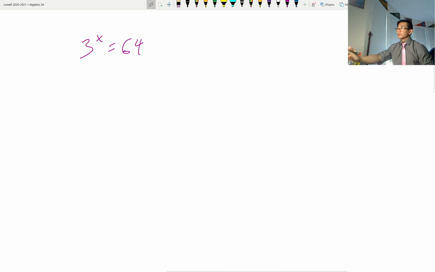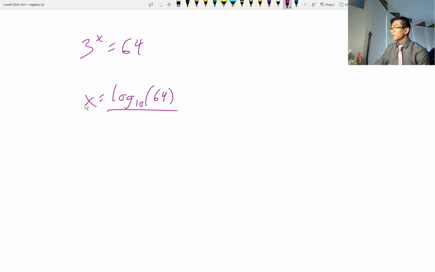Alrighty, welcome back folks. So in the last video we talked about how we could solve this equation, and it turns out that the answer is simply equal to log base 10 of 64 divided by log base 10 of 3. And we decided to choose log base 10 because we have a calculator. Sorry, any calculator can do log base 10. Well, any scientific calculator. Anyway, and so I just wanted to generalize this process.